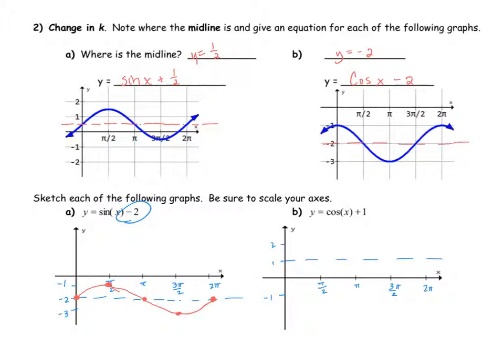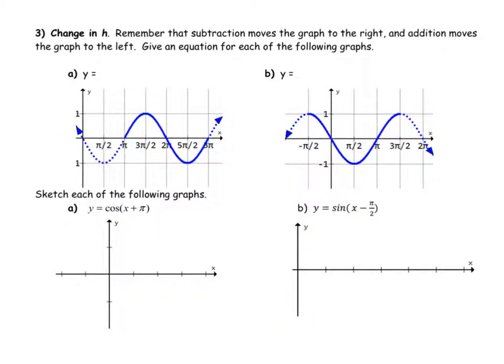Cosine graph starts up 1, or whatever the amplitude is, from the midline, goes back to the midline, down 1, back to the midline, back up. So there's my cosine graph with a change in k. Next up, we're going to do a change in h, which changes the horizontal starting point.